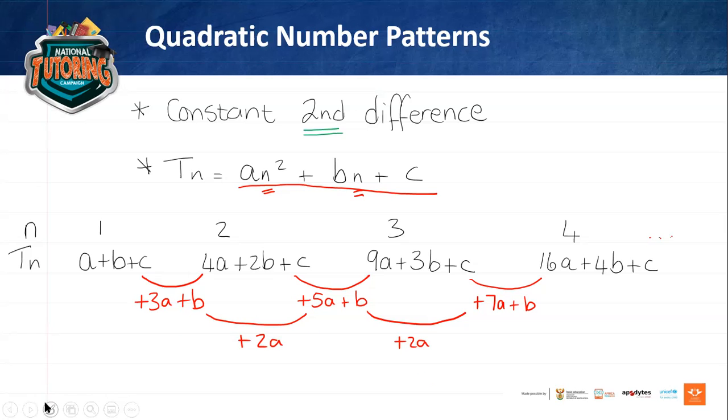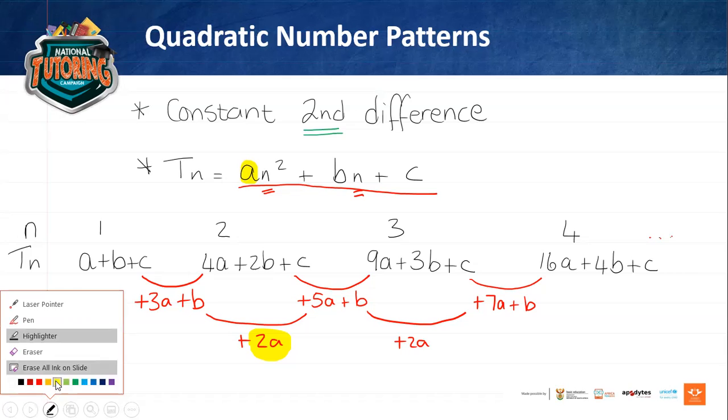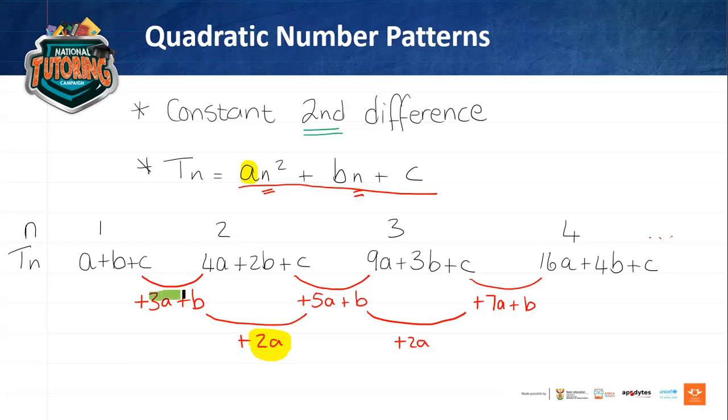Now, this shows me how I can find my general form or my nth term. The second difference is equal to 2a, and that a we're talking about is the same as the a over here. And then the first term of the first differences is equal to 3a plus b, and that a and b are the same as in our original form. And my first term is equal to a plus b plus c, which will then help me work out the value of c.